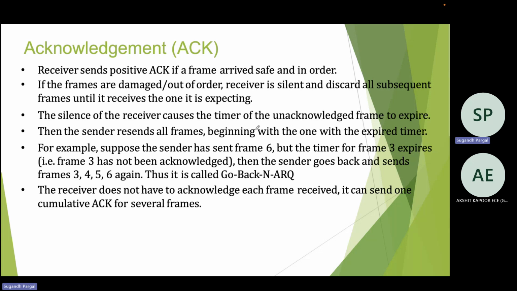For example, suppose the sender has sent frame 6 but the timer for frame 3 expires. That means frame 3 has not been acknowledged. Then the sender goes back and sends frames 3, 4, 5 and 6 again. This is called Go-Back-N ARQ. The receiver does not have to acknowledge each frame received. It can send one cumulative acknowledgement for several frames.